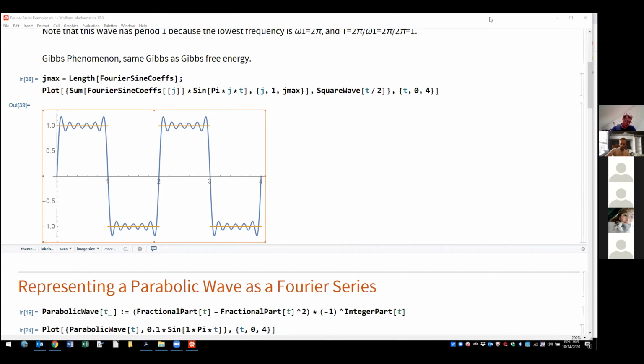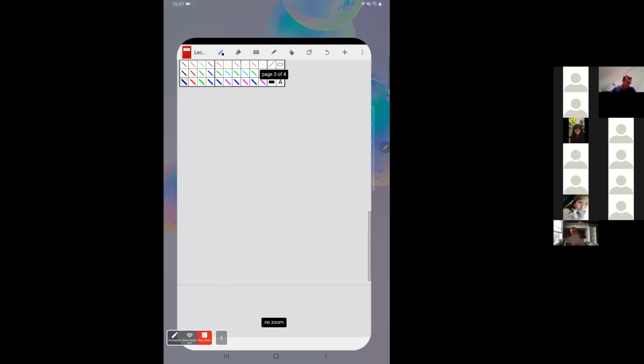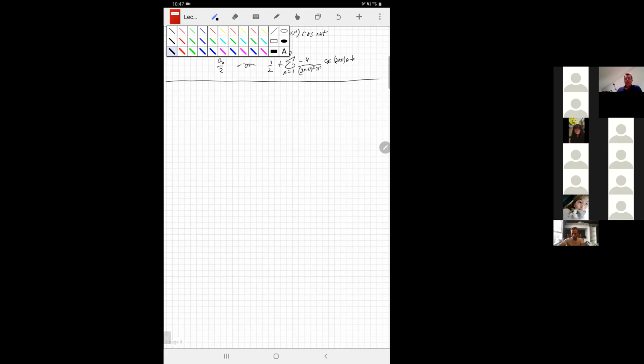If there are no questions on that, then let's talk about representing series with complex exponentials, because sine and cosine are not the only ways to write out oscillating sinusoidal functions. What if I say that f of t is equal to the sum from n equals minus infinity to infinity of c n e to the i n omega t?